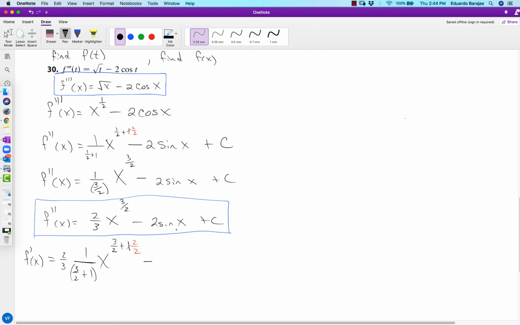Minus, now, a function whose derivative is sine. The derivative of cosine is negative sine. So we can turn this into a plus 2 cosine of x. Plus, and now we have a c here. Now, very important, a lot of people just kind of stop there and go plus a constant.